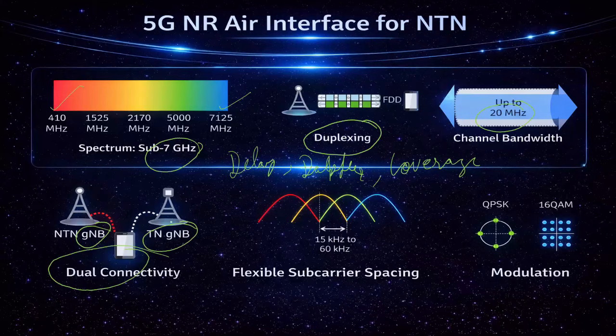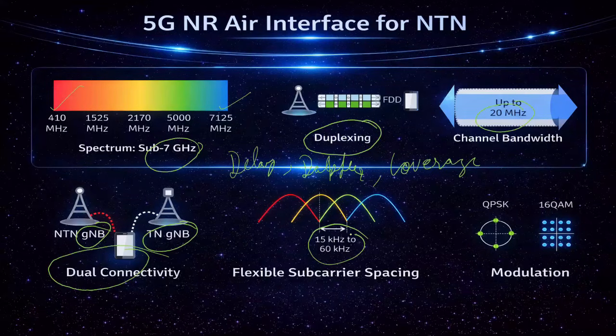Then we have flexible subcarrier spacing. As you know, in 5G it can be up to 240 kilohertz, but here it supports up to 60 kilohertz. This flexibility helps manage Doppler effects and delay variation in satellite communication.